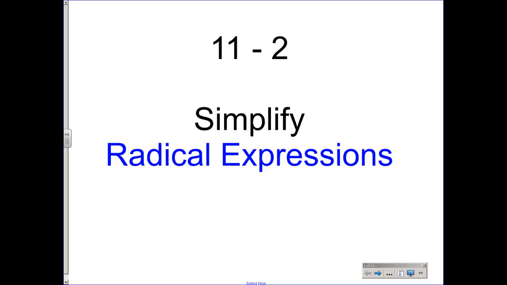Hello and welcome back. These will be the notes for 11-2, Simplifying Radical Expressions. There is a PDF available if you'd like to follow along and print it out.